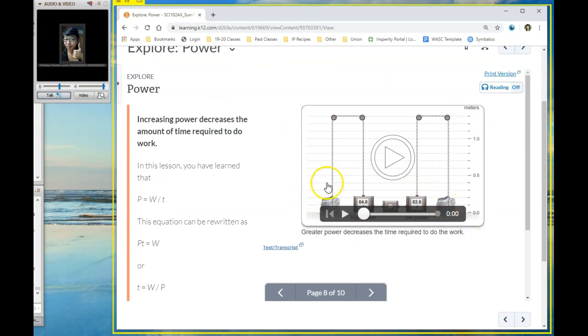They're going to be lifting the same object, the same distance, but we're going to look at the high power one on the left versus the low power one on the right and see what's the difference between them. All right, here we go. All right, what did you notice was the difference between them?